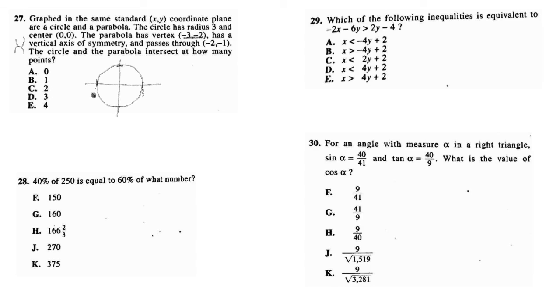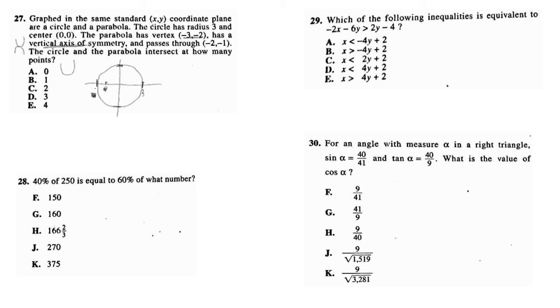And it passes through the point, let's see, -2, -1. So we're going to go back to -2, 1, 2, and then down -1. So that tells us that our parabola is going to have to be turned upward because we have a vertical axis of symmetry. We have our vertex. We're going through that point.